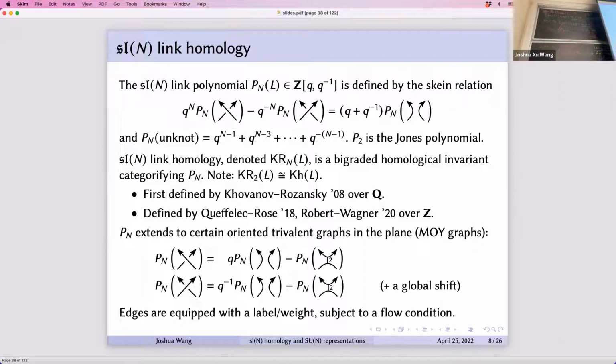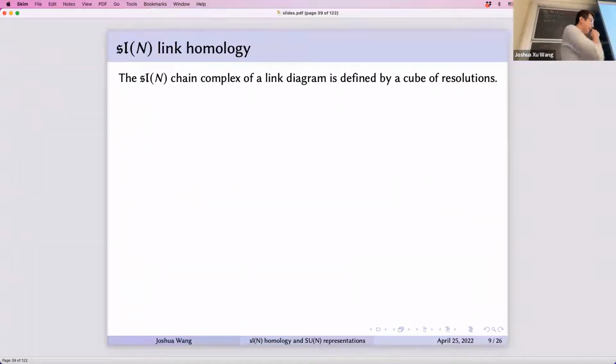So these kinds of graphs, trivalent graphs oriented with weights, those are what are called MOY graphs. And P_N extends to them. Okay, and it's this relation that you categorify to define the Khovanov-Rozansky homology. So, just like Khovanov homology, SL_N homology is the homology of a chain complex, and the chain complex is obtained from a diagram by the same cube of resolutions.